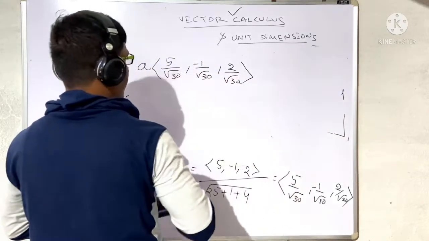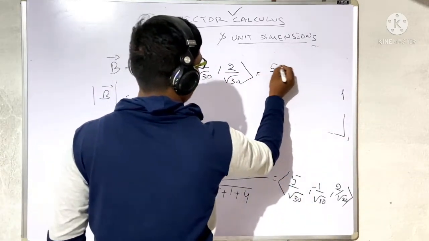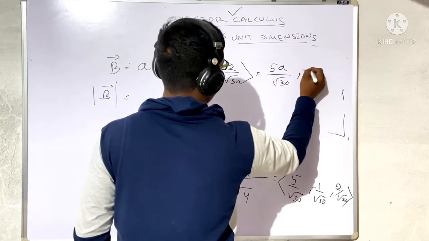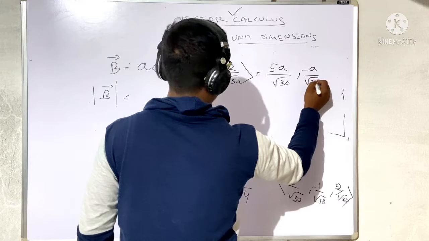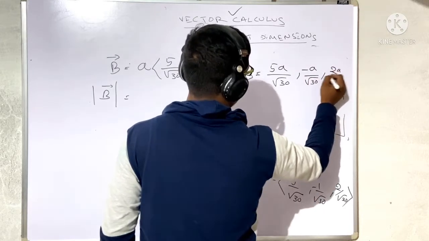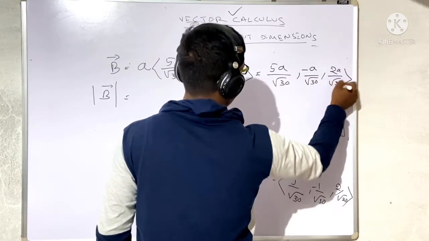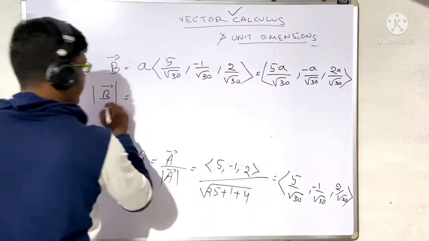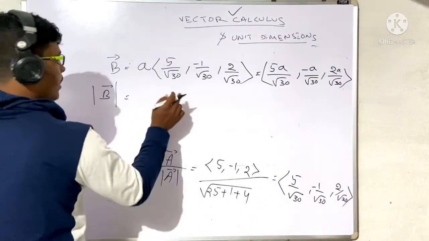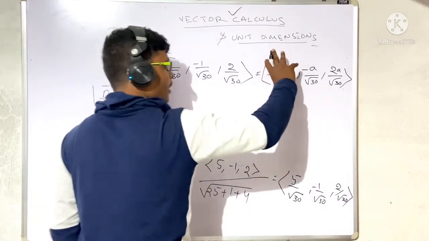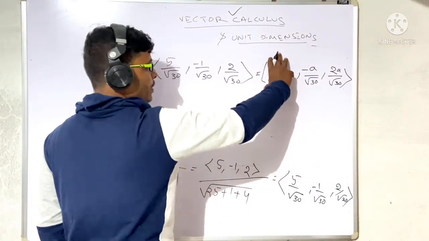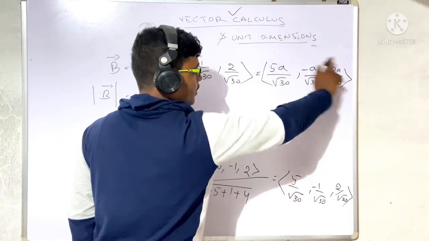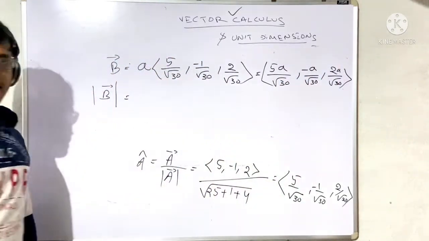Okay, so B vector equals 5a by root 30, then minus a by root 30, and then 2a by root 30. So what is the B magnitude? You find out that this coefficient squared plus this coefficient squared plus this coefficient squared, then square root. This is a vector, find its magnitude.